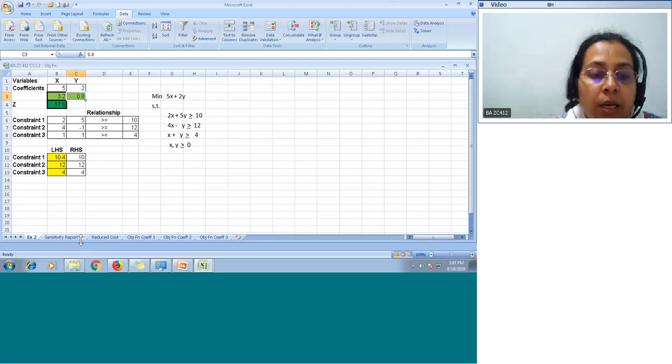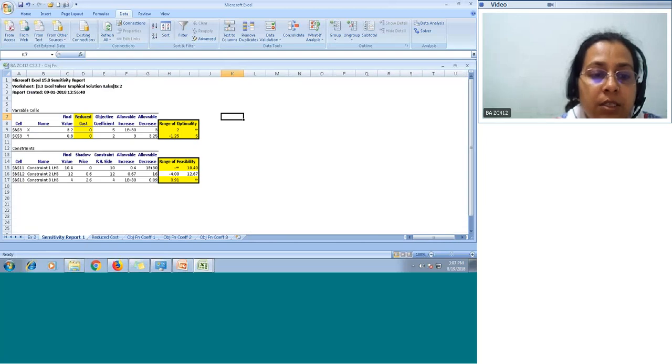Now, if I see the sensitivity report, I have reduced cost here. The objective function coefficient values are 5 and 2, and we have already calculated the range of optimality. That means if I change this 5 within 2 and infinity, in this range, I have no problem with this solution.